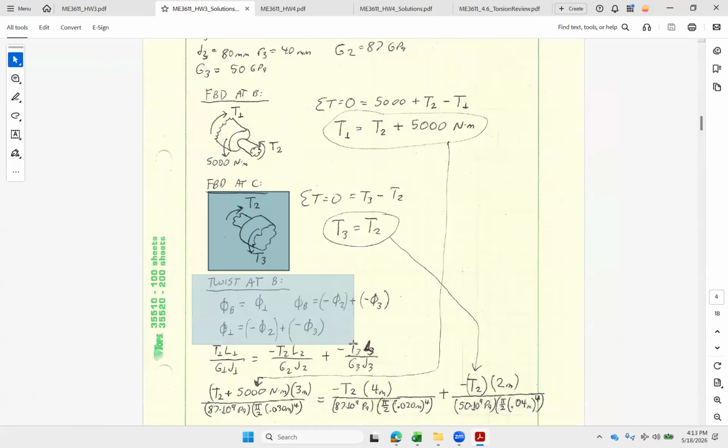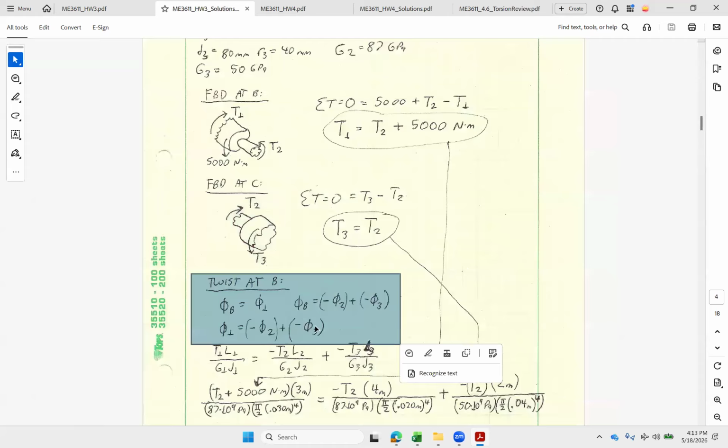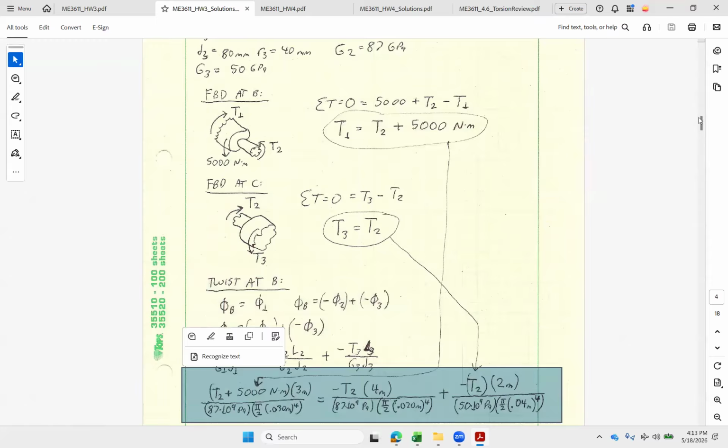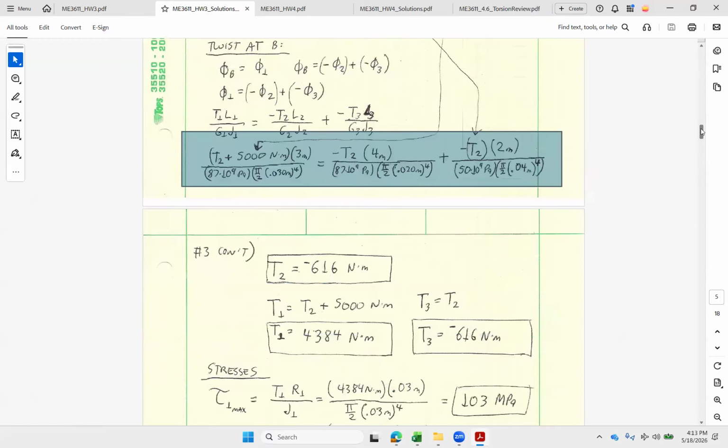All right. So I just set it up at B here, but again, 1 plus 2 plus 3 equals 0. And then we can substitute in from above. So I could solve T1 in terms of T2. I could solve T3 in terms of T2. And now I've got an expression just for T2. Likewise, you could do it for any other substitution order you'd like. But T2 comes out minus 616 Newton meters. T1 comes out at 4,300 and T3 at minus 616.